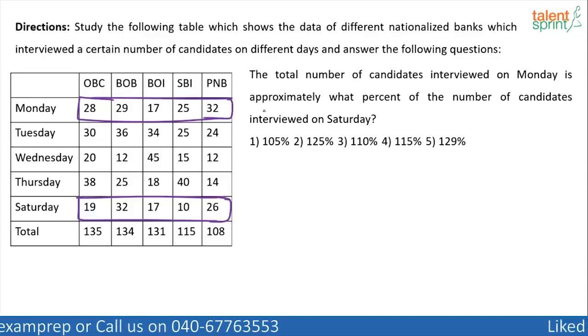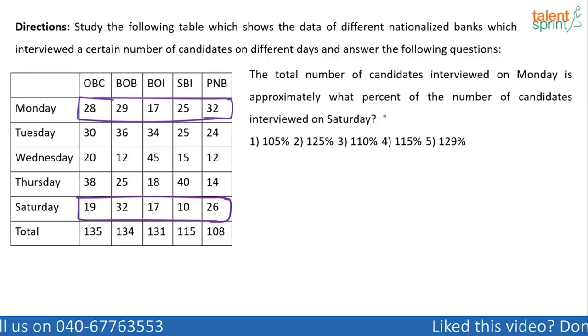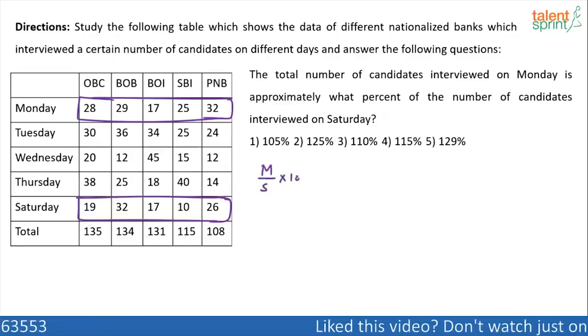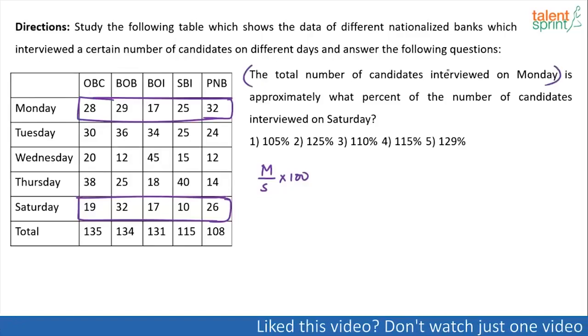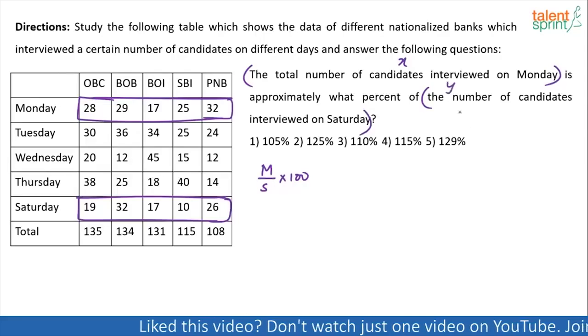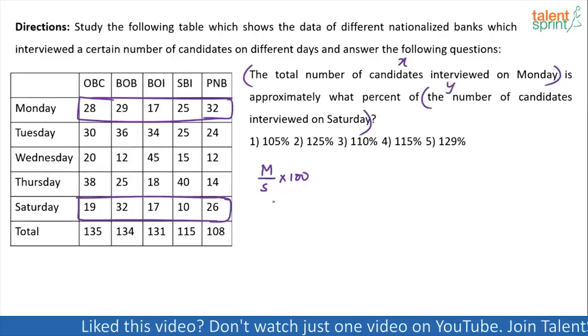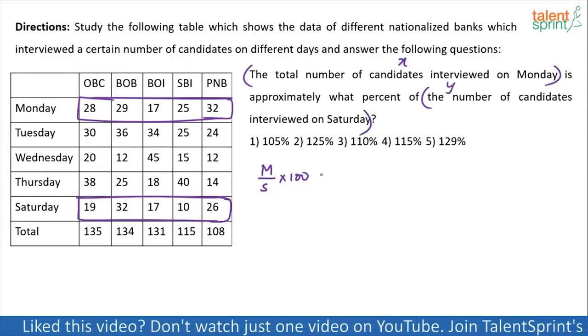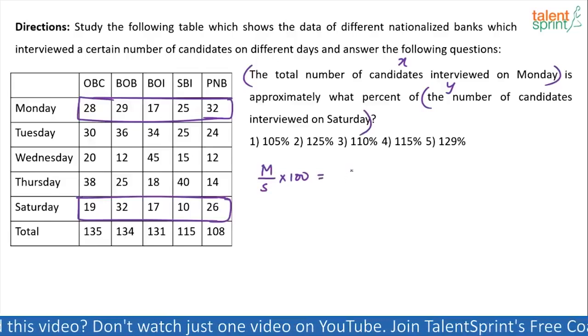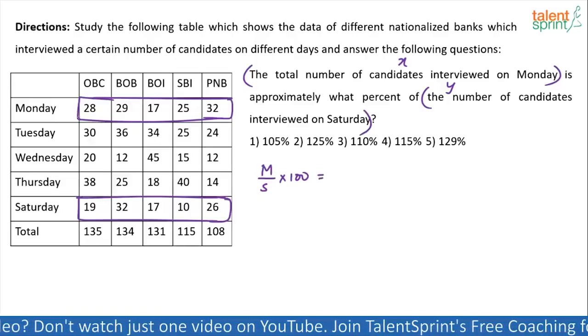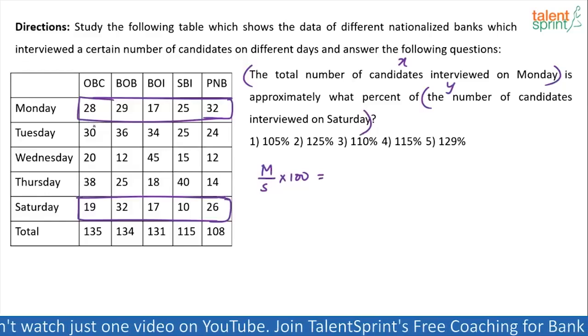Total number of candidates interviewed on Monday is approximately what percent of number of candidates interviewed on Saturday. So find out the total of Monday, total of Saturday, and then use the formula. So Monday by Saturday into 100. Now what's the total of Monday? Check that quickly. There's no way out. You have to find out the total. There's no shortcut. So find the total.